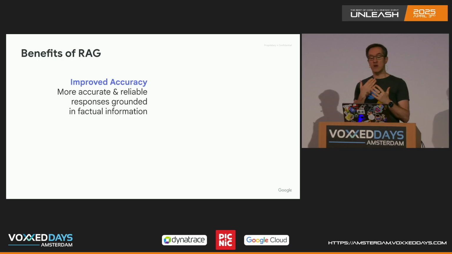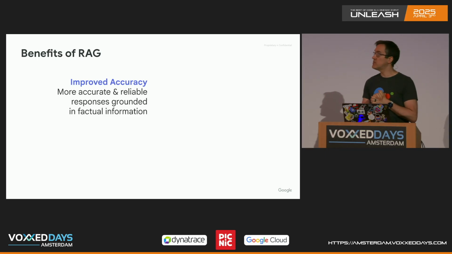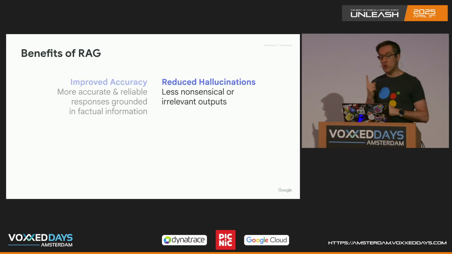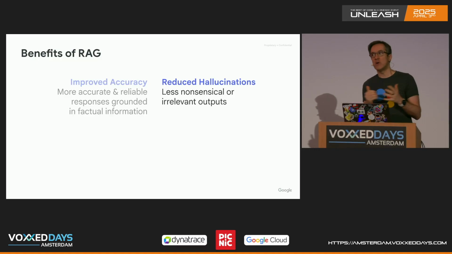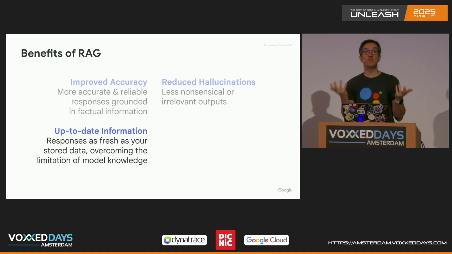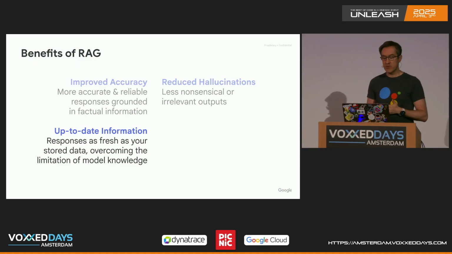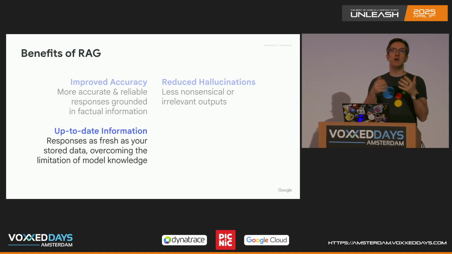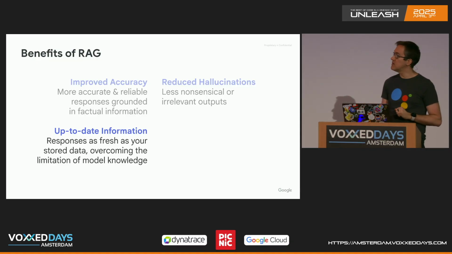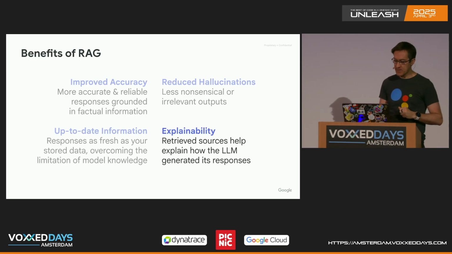Some benefits: there's improved accuracy in the sense that the responses are grounded in the information you gave in the augmented prompt. There are fewer hallucinations because of that grounding, because it has to somehow answer with the information you're giving it. And of course, the data is as up-to-date as the data you give the LLM. If the data in your databases and documents is up-to-date, you're also going to get up-to-date answers. So you don't have the problem of the cutoff date of the training set.